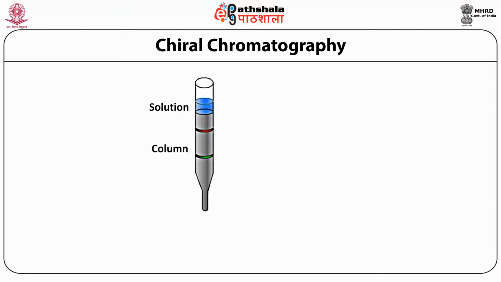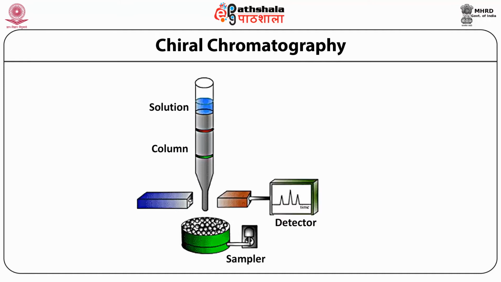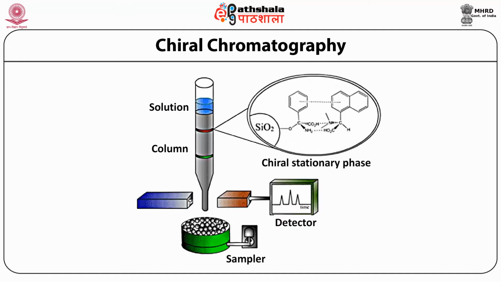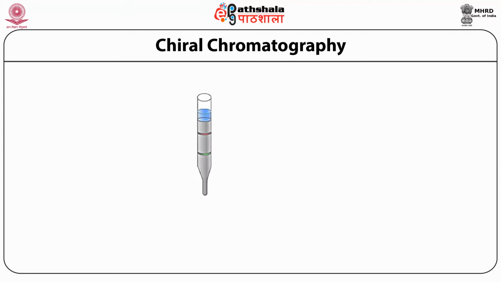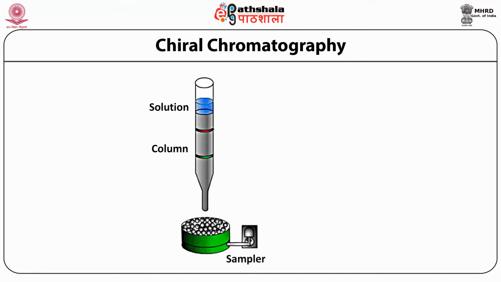An example of this kind of determination is the enantiomers of some glucose containing compounds, and the determination of these compounds in the blood sugar level, or their determination in the plasma also, that we can do by using this chiral chromatography.